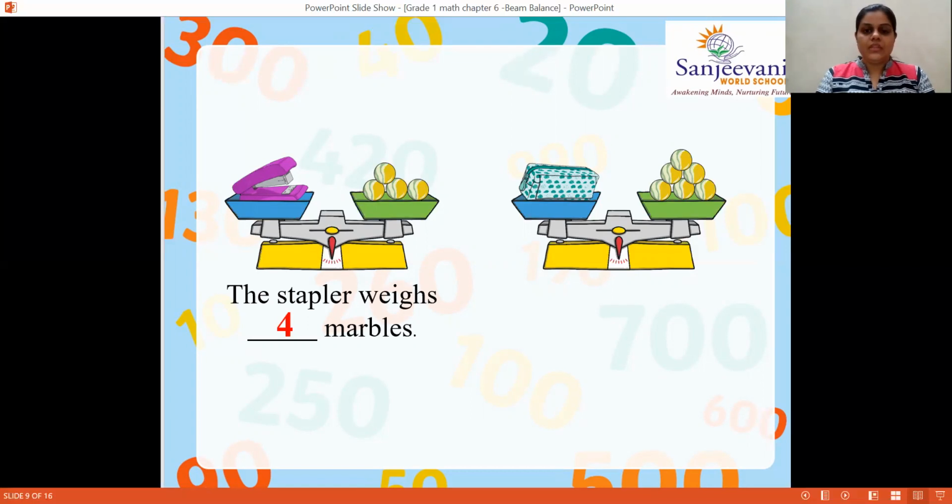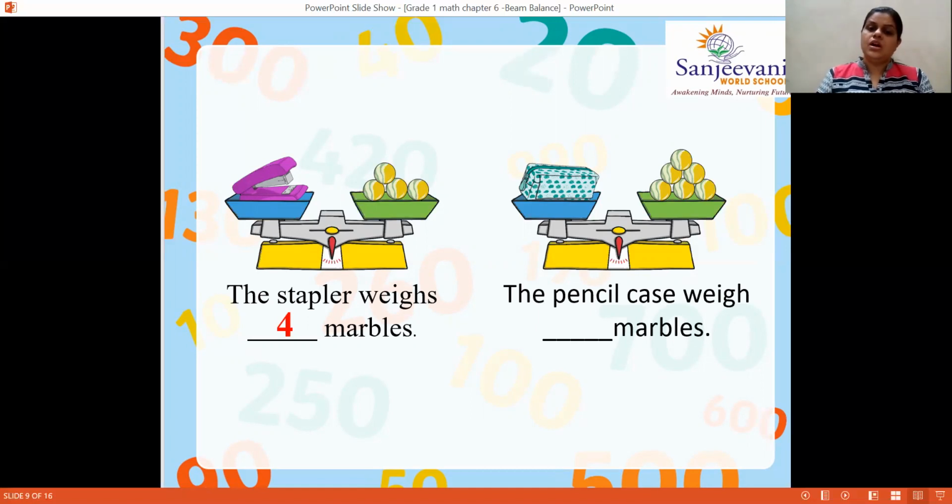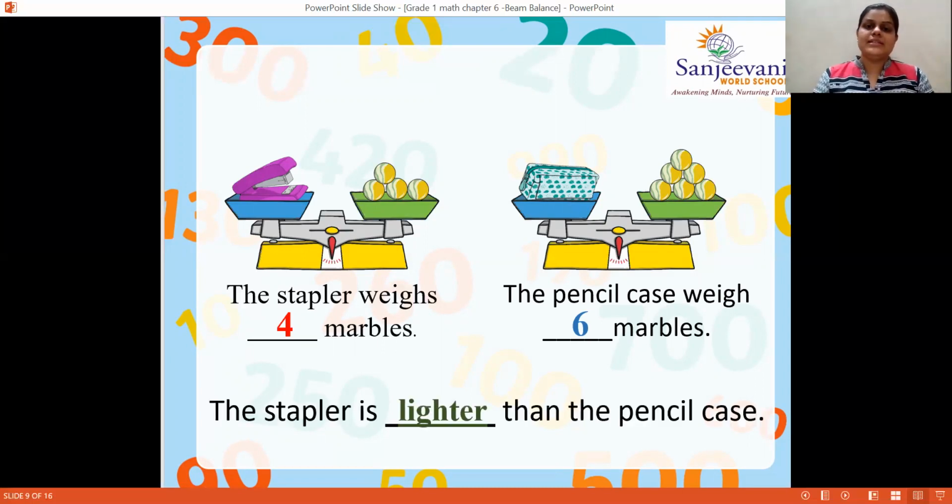And over here, in another picture, the pencil case weighs how many marbles? Count. 1, 2, 3, 4, 5, and 6. So the pencil case weighs 6 marbles, right? So the stapler weighs how many? 4, and pencil case 6. So the stapler is lighter in weight. Understood? Why? Because it weighs only 4 marbles, whereas the pencil case weighs 6 marbles, right? So the stapler is lighter than the pencil case.